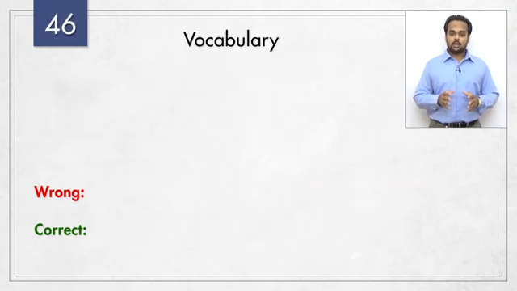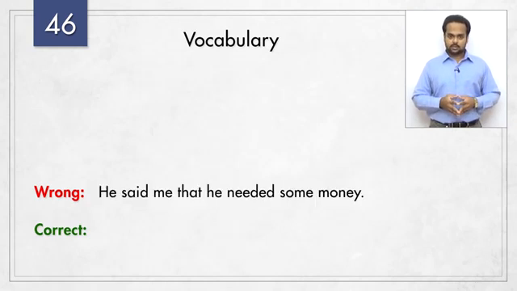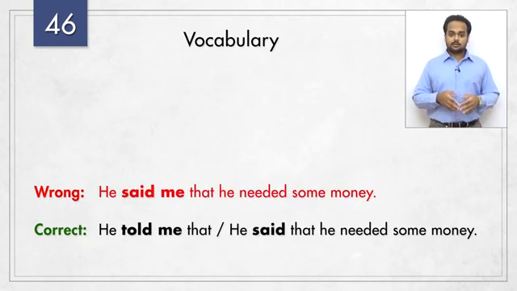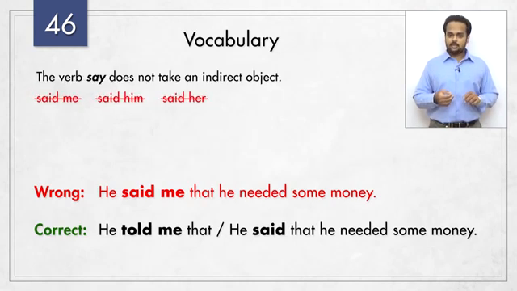And finally, our last topic is errors in vocabulary, that is, in word choice. Here's the first one. "He said me that he needed some money." This can be either he told me that he needed some money or he said that he needed some money. The verb say does not take an indirect object. That means you cannot say said me, said him, and so on.